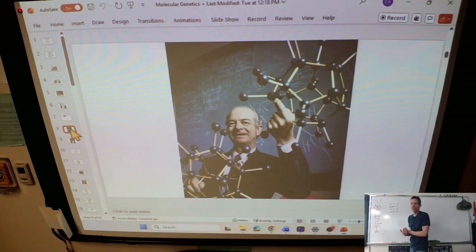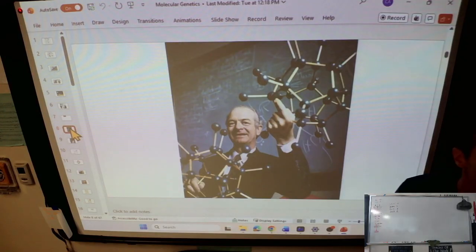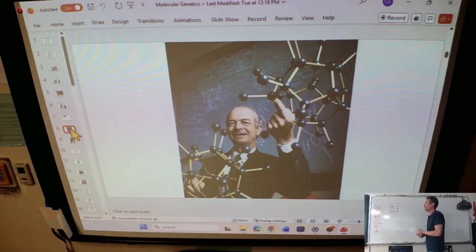Linus Pauling comes along, the greatest chemist of all time. He has already won one Nobel Prize. He'll go on to win a second one. And he thought that DNA was a triple helix, and he thought that it was facing out. And so if Linus Pauling thinks that DNA is a triple helix, DNA is probably a triple helix, so everybody was trying to make the triple helix work.